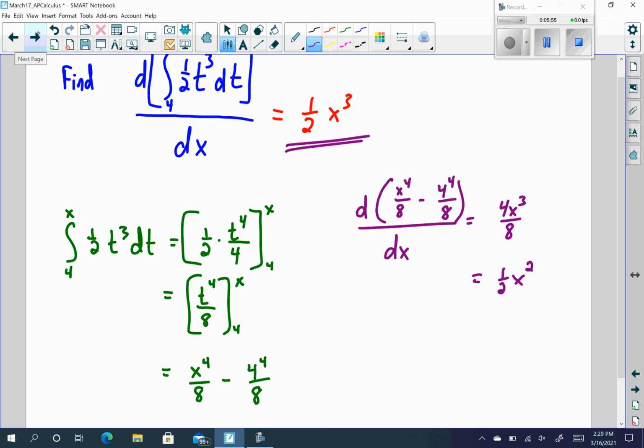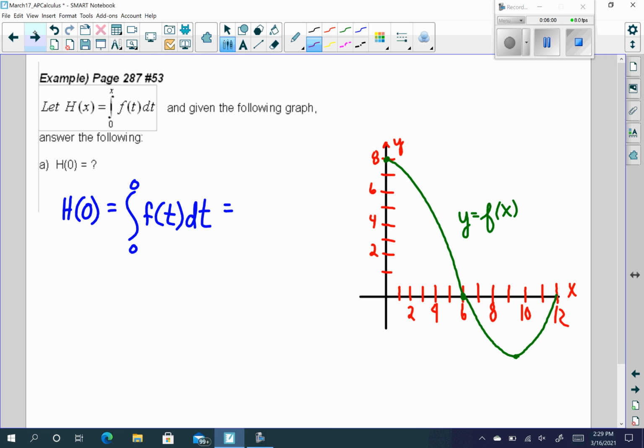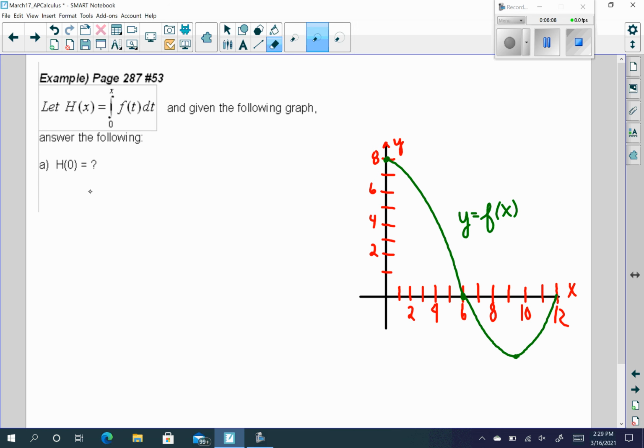All right, what we're going to take a look at next is off of page 287. It has a graph and several questions that we're going to take a look at here. So just copy the sketch of this graph down. We're going to use it to help us answer, I believe it's parts A through F.